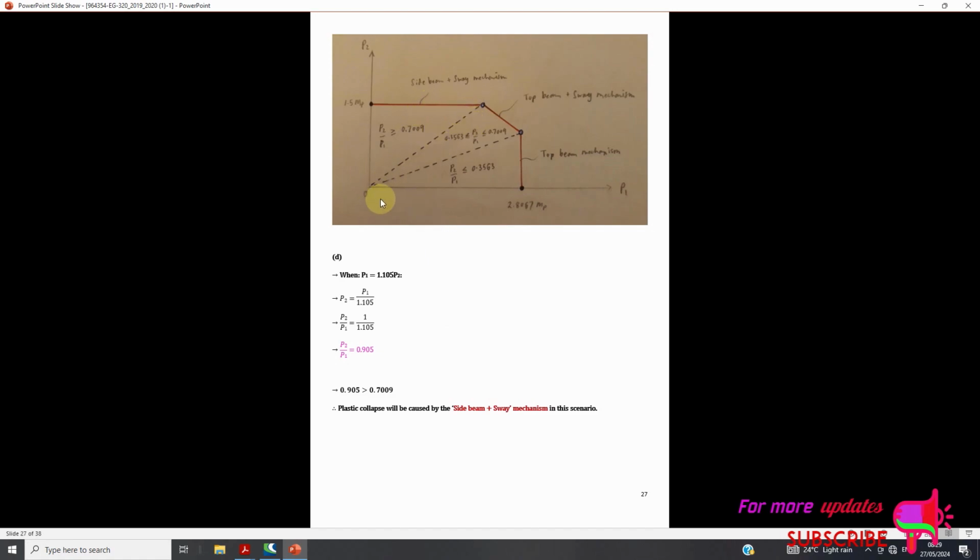You can see the side beam plus sway, the top beam plus sway, and the top beam mechanism. P2 over P1 is greater than or equal to 0.7009 in the lower region. 0.3563 is less than or equal to P2 over P1, which is less than or equal to 0.7009 in the middle region. P2 over P1 is less than or equal to 0.3563 in the top region, respectively.